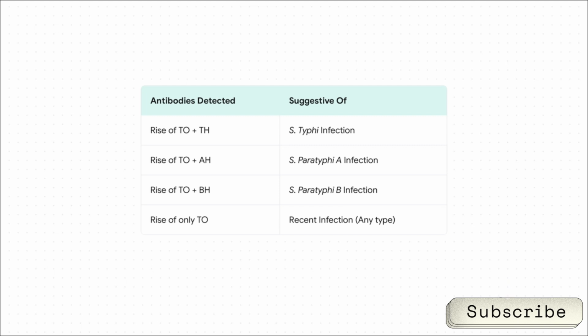So if you see a rise in TO plus TH, you're looking at S. Typhi. TO plus AH, that's S. Paratyphi A. It's that simple.